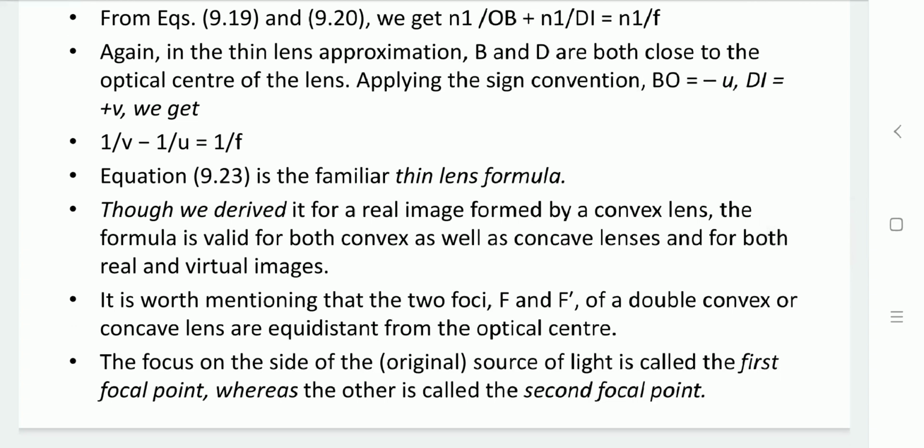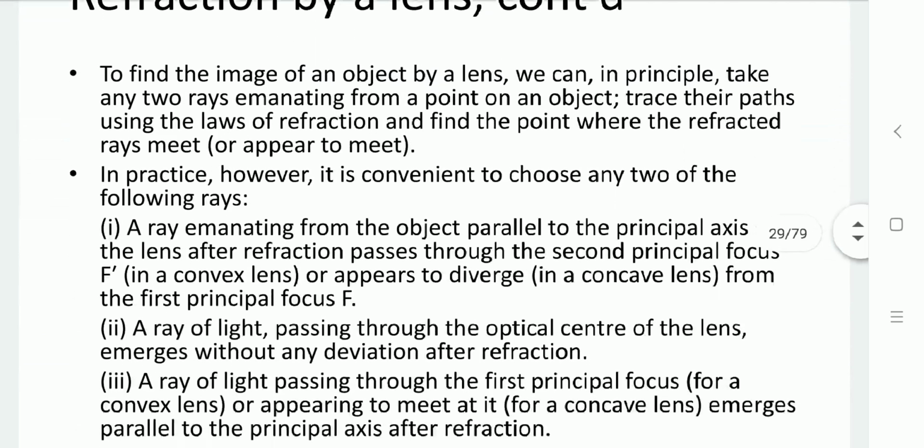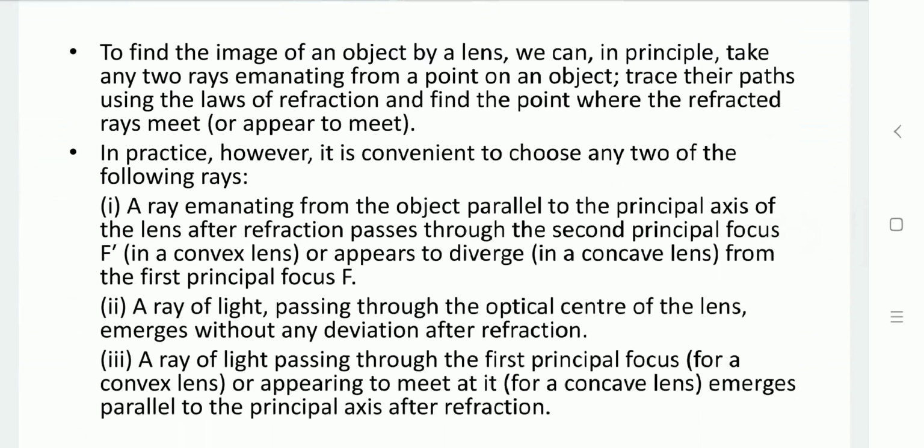Now if we want to find the image of an object by a lens, then we can take any two rays emitting from a point of the object, trace their paths, use the law of refraction and find out where the refracted rays meet. That point where two rays meet, their image will be generated. So to get a proper image, pass two rays and combine them at the other side, where the image will be generated.